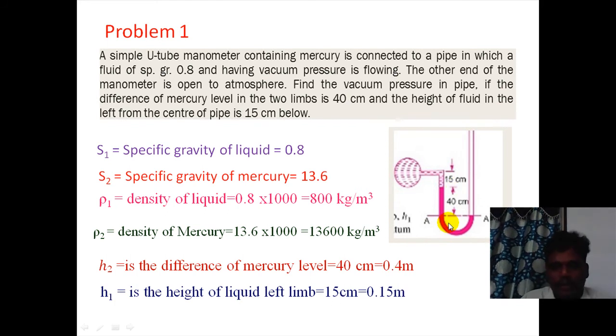Now we have to find out the pressure created in this pipe. How can you find it out? By using a formula. We have to find out the pressure at the right limb, which is equal to the pressure at the left limb. Pressure at the left limb is equal to pressure at the right limb.